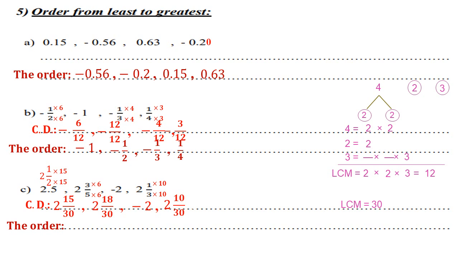Then I will start to order from the smallest to greatest. I will start with the negative number. So negative 2 is the smallest number. And then 2 and 10 over 30, which is 2 and 1 over 3 in its original form. And then 2 and 15 over 30, which is 2.5 in its original form. And then 2 and 18 over 30, which is equal to 2 and 3 over 5 in its original form.